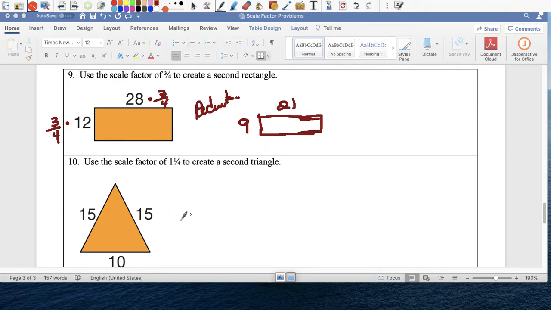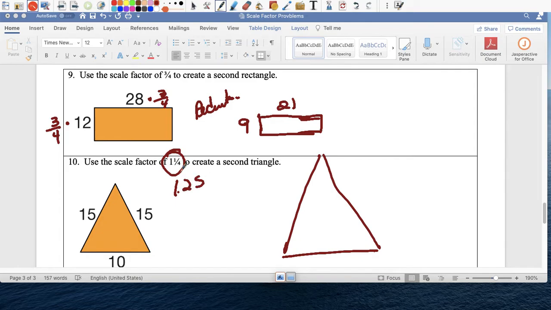So again, here is an isosceles triangle, 15, 15, 10. And just by looking at this, we'll know it's going to be a bigger triangle. So take a moment to multiply each side. And if you want to change that to 1.25, that's even better. 15 times 1.25 equals 18.75. So these two sides here will be 18.75.